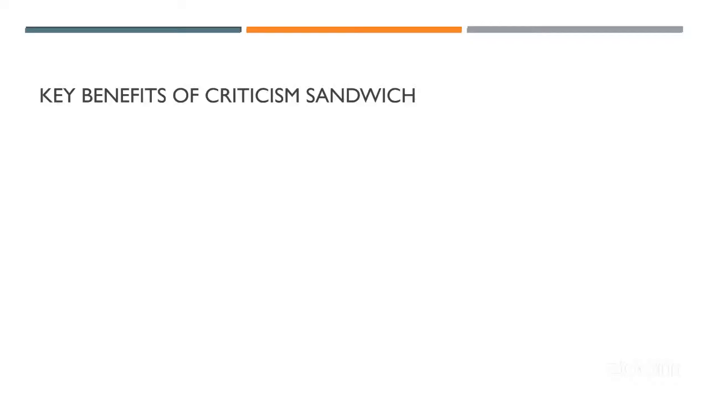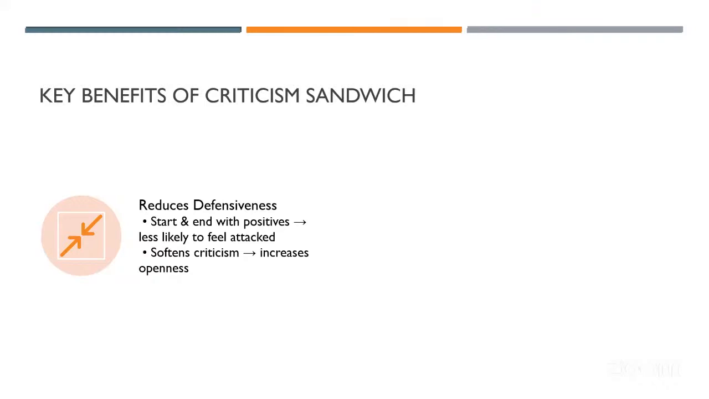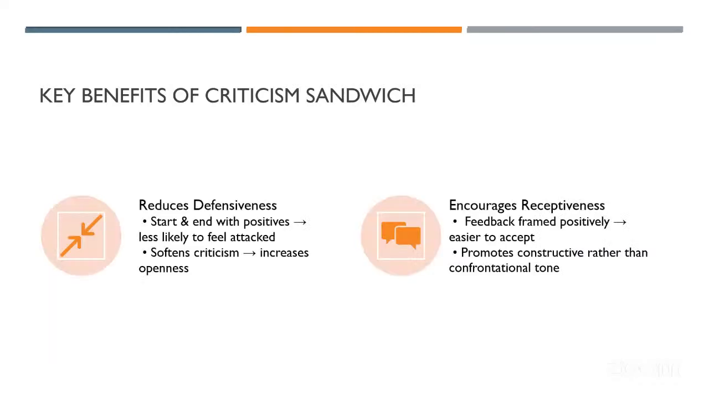The key benefits of the criticism sandwich. The first benefit, as we see here in the slide, is that it reduces defensiveness and encourages receptiveness. It softens the blow. People are more open to hearing criticism when it's wrapped in positives. Start and end with positives, so people are less likely to feel attacked. Feedback framed positively becomes easier to accept and promotes a constructive rather than confrontational tone.